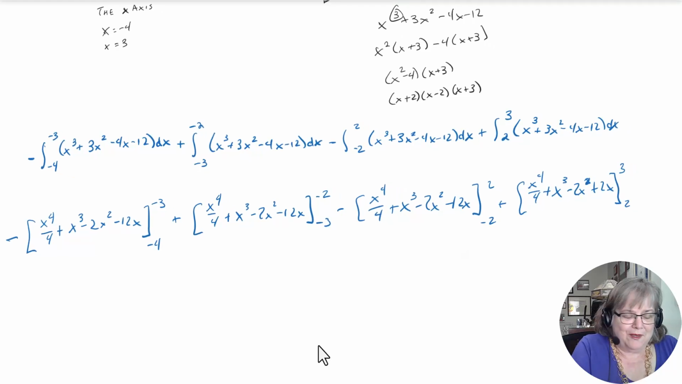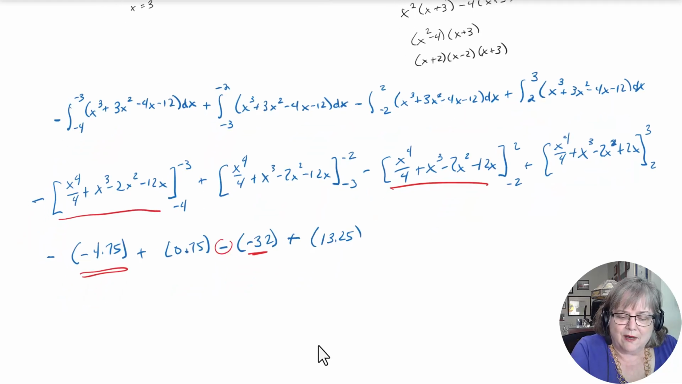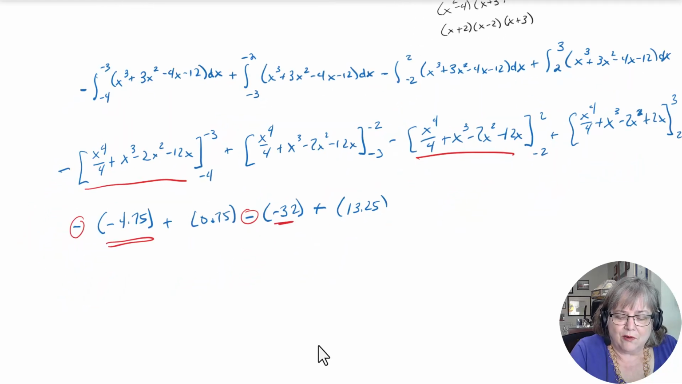And when you do the math and clean this up, you would have the negative of -4.75 plus 0.75 minus a -32 plus 13.25. So do you see how these two numbers that I expected to be negative were negative? So it was a good thing that I changed the sign or used absolute value bars. And when you add all this up, you get 50.75.